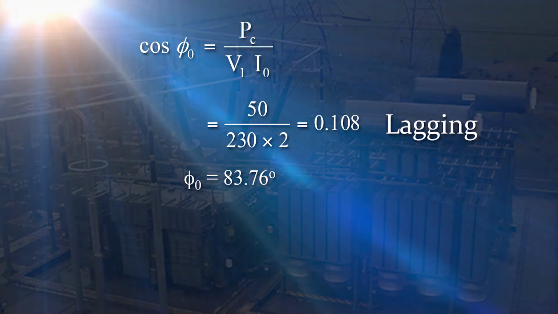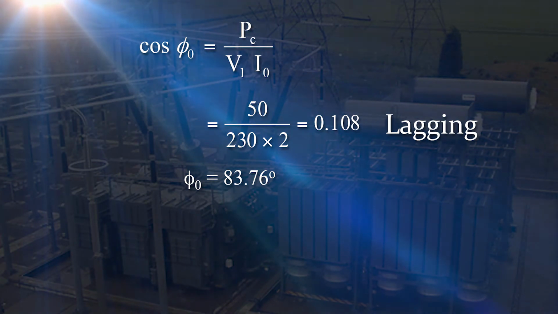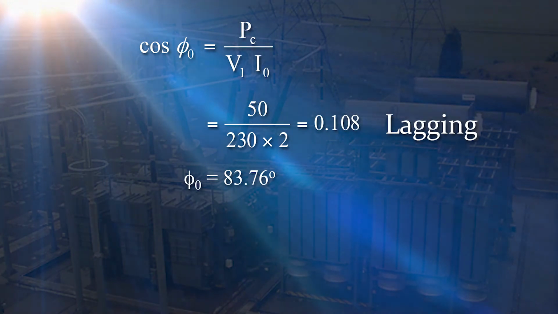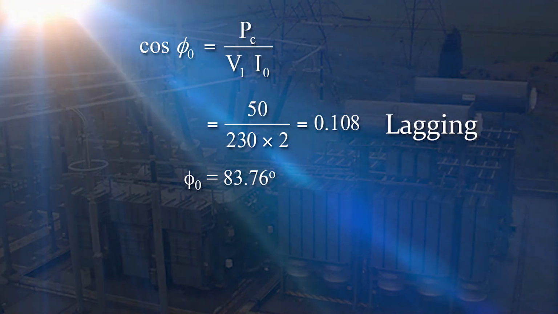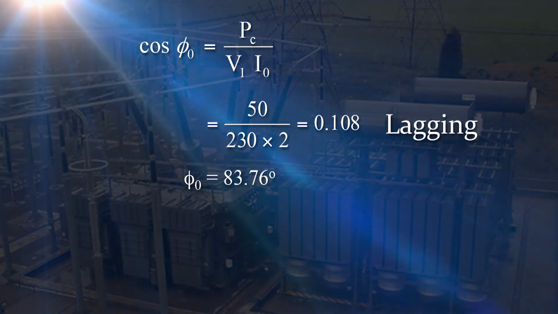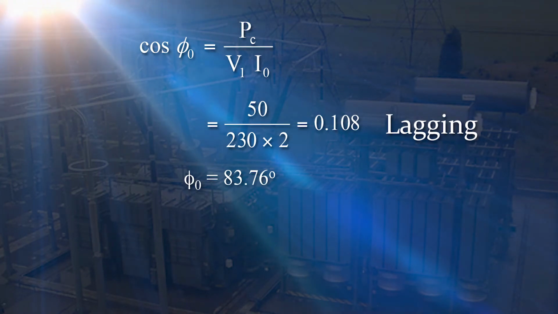Because now you have the value of the power factor, that is cos phi naught equal to 0.108, you can also calculate the phase angle phi naught. Phi naught can be written as cos inverse 0.108. After solving, the phase angle at no load comes 83.76 degrees. So the value of phi naught is 83.76 degree.